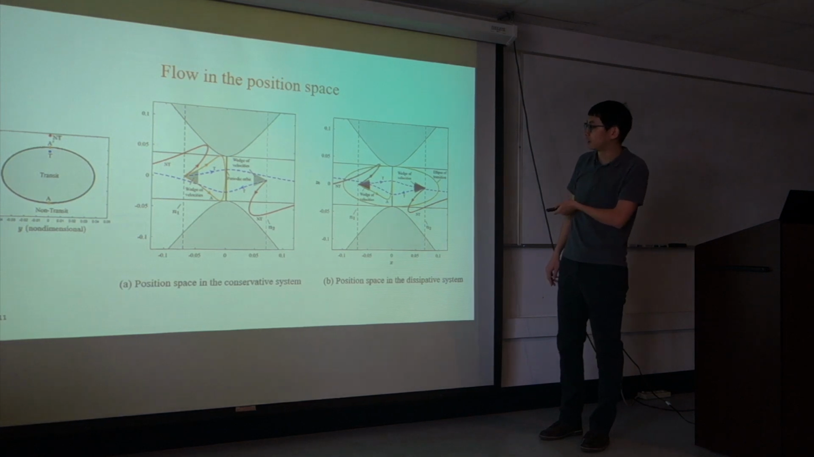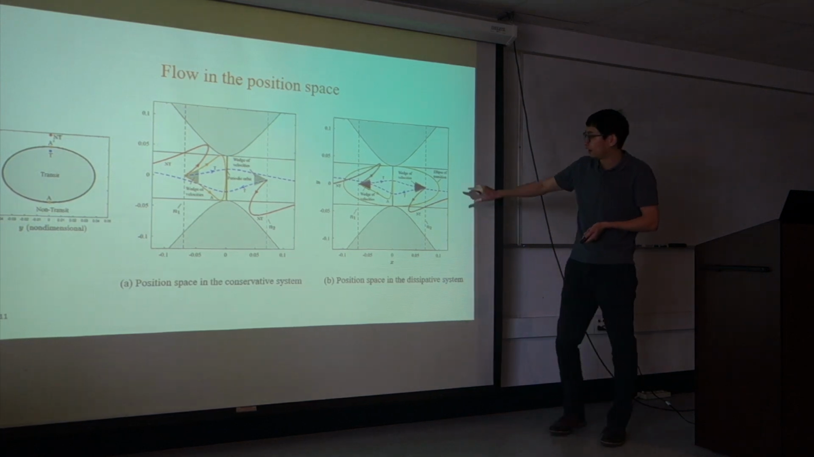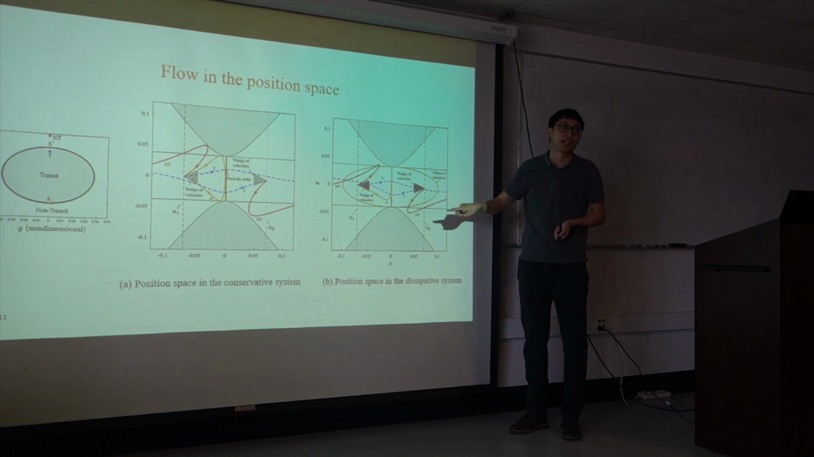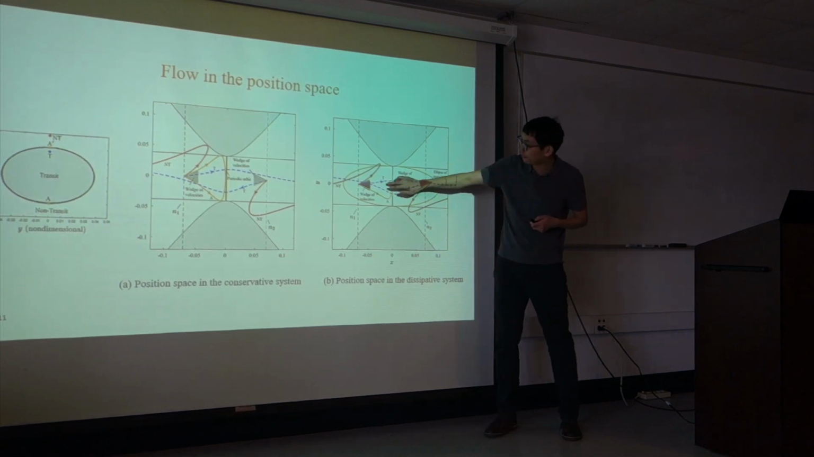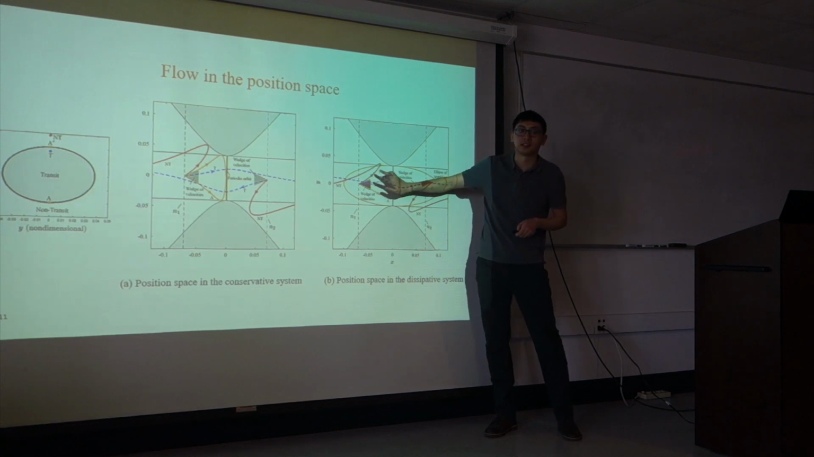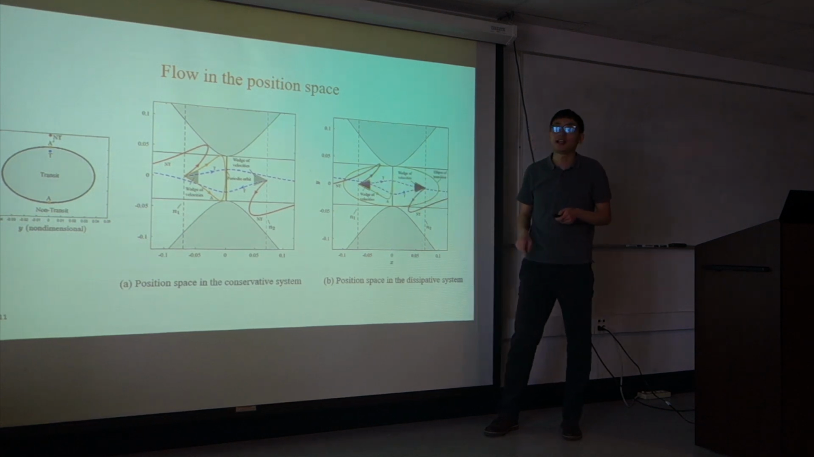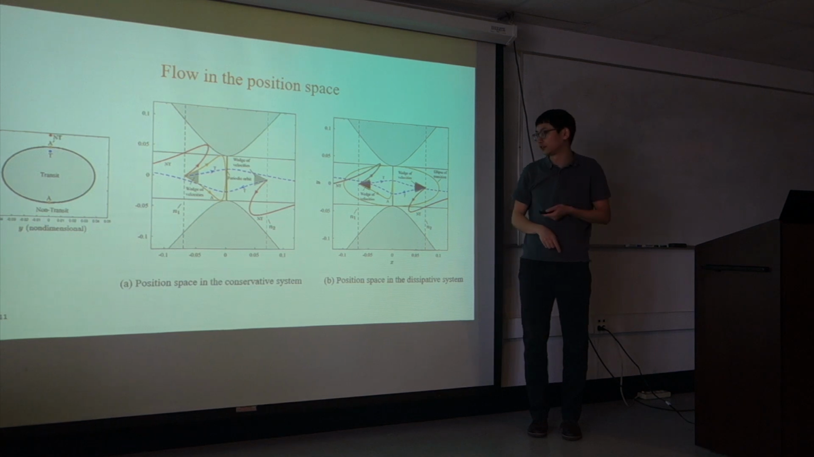This is the flow in the dissipative system. Here we have ellipse of transition. It is the projection of the transition ellipsoid. Here we still have the same wedge, but the size of the wedge for the dissipative system is smaller than the conservative system.